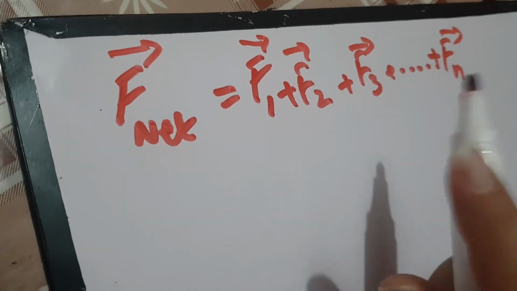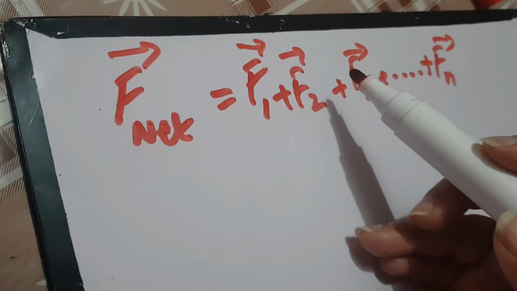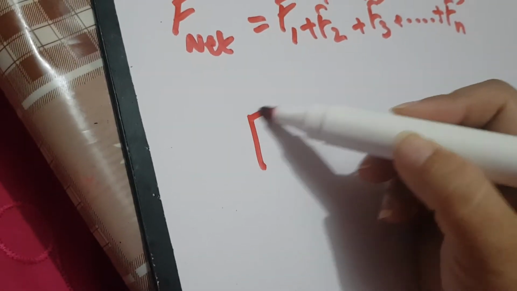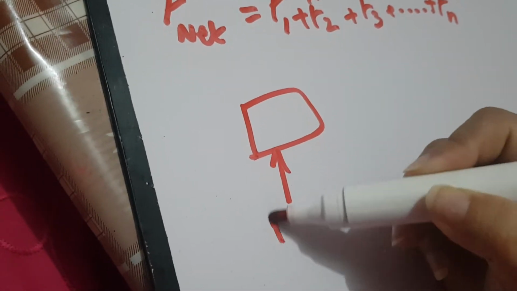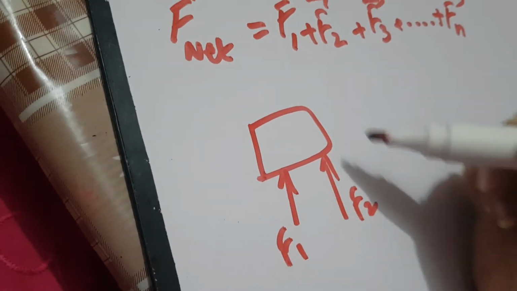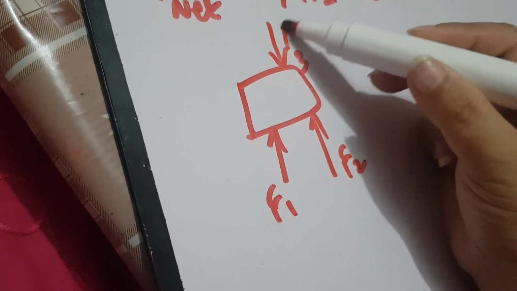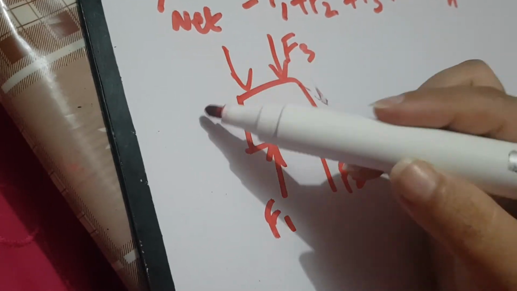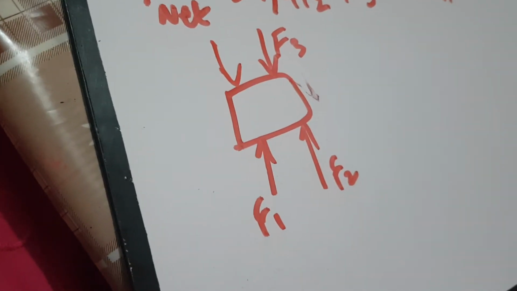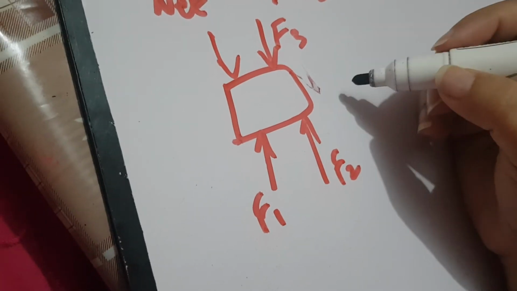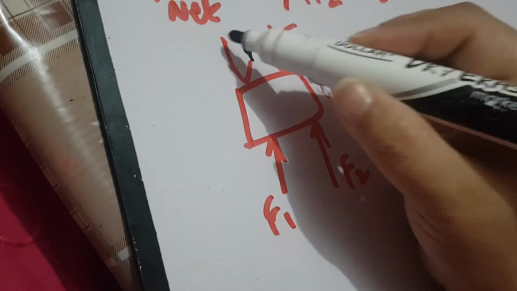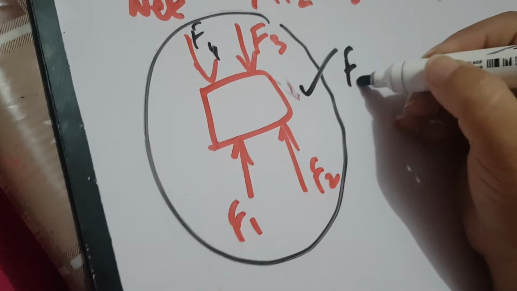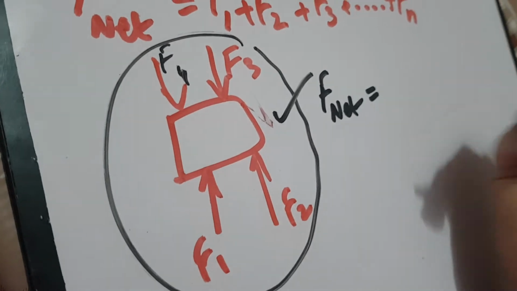But keep in mind just one thing: if the direction of any force is different, then you have to use a negative sign. For example, here in this object, F1 is acting like this, F2 is also acting like this, but F3 is acting like this. This is the third force. There are also many other forces acting, and this is F4. So these four forces are added. How will you obtain the net force, or the total force, or the sum of all the forces?